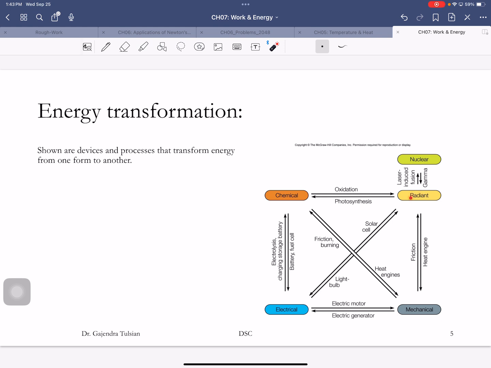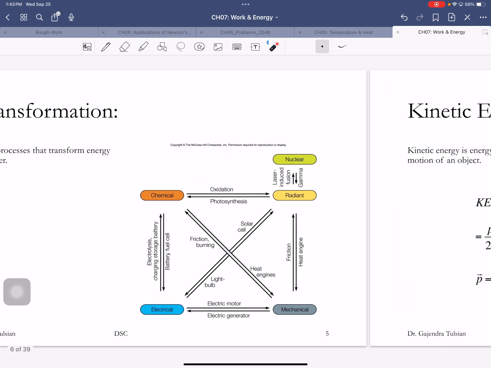Solar cells convert radiant energy to electrical energy. Light bulbs do the opposite. Electric motors convert electrical energy to mechanical energy. 90% of the world's work is done by electric motors. And generators convert mechanical energy into electrical energy. Okay. So here are various devices we use in our lives.